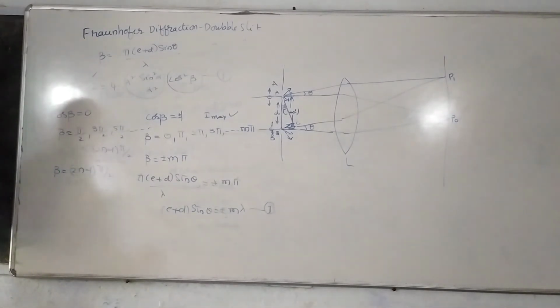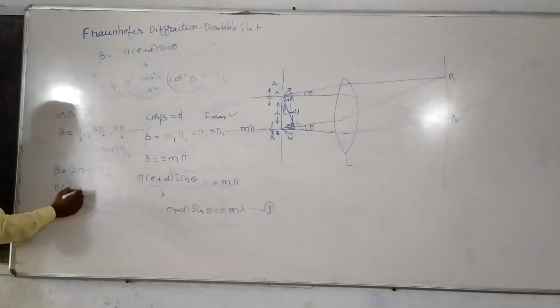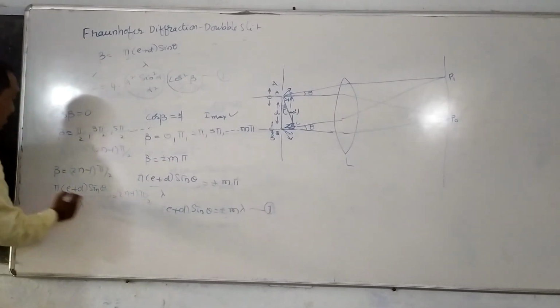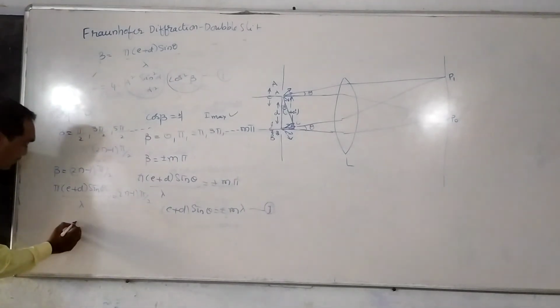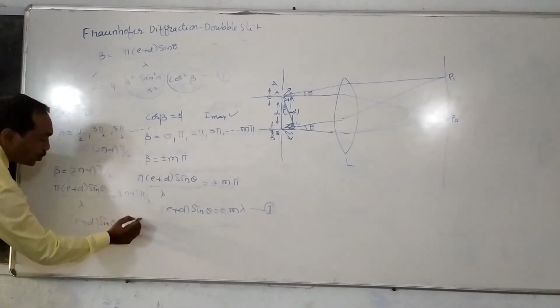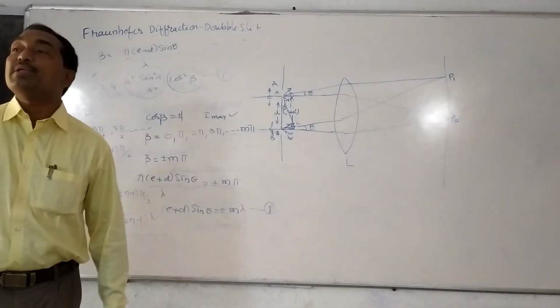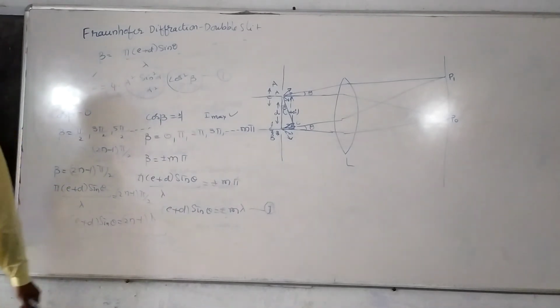So what is the value of beta? Pi into e plus d into sin theta by lambda is equal to 2n minus 1 into pi by 2. Of course, pi cancels. That is e plus d into sin theta is equal to 2n minus 1 into lambda by 2. This is the condition for minimum intensity. Of course, we can draw this graphically also. Thereafter, we will see this process.